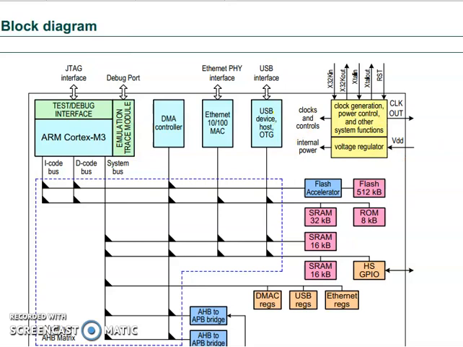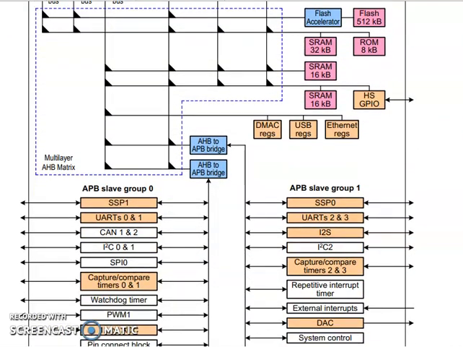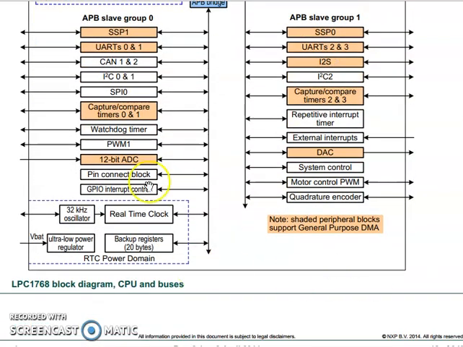Other than that, based on this block diagram, we also know that inside this LPC1768 chip it has all these other peripherals, and one of those is the ADC, the 12-bit ADC over here. This stands for 12-bit analog to digital conversion module. This is one of the many modules available on the LPC1768 microcontroller chip.